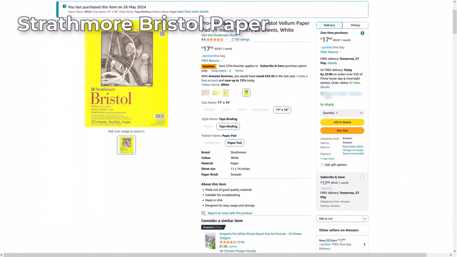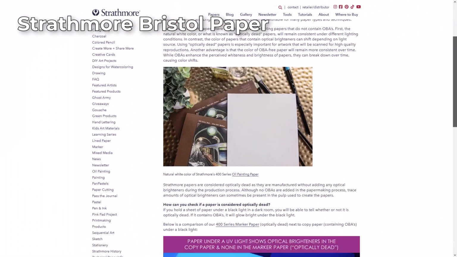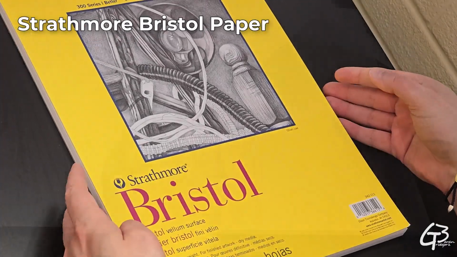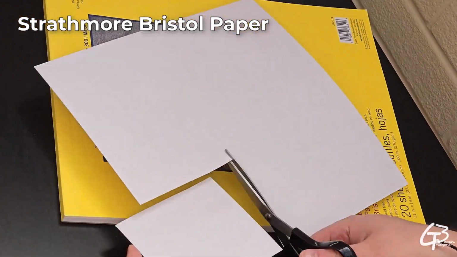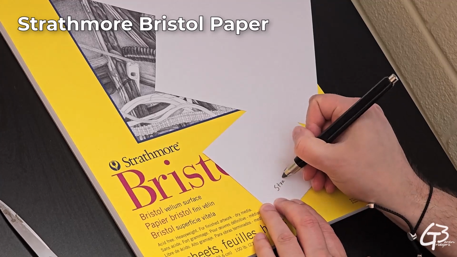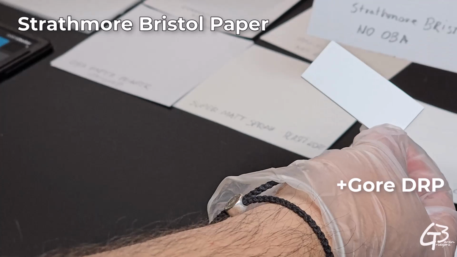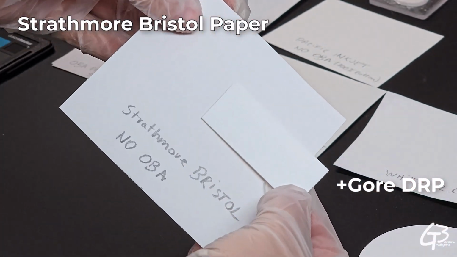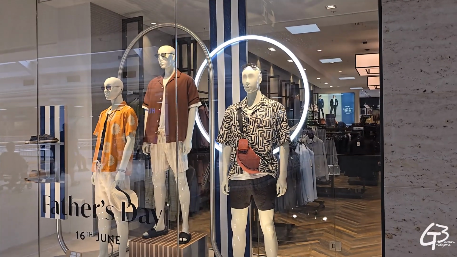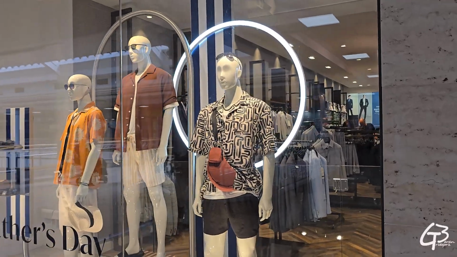Strathmore Bristol paper is another brand whose products claim to be OBA free, therefore it is also way more expensive than the standard office paper type. Since it's significantly thicker and OBA free, I decided to use it as a base for all paint samples we use in this comparison. Similar to paper, artificial brightening is also commonly used in the textile industry to make fabrics white.